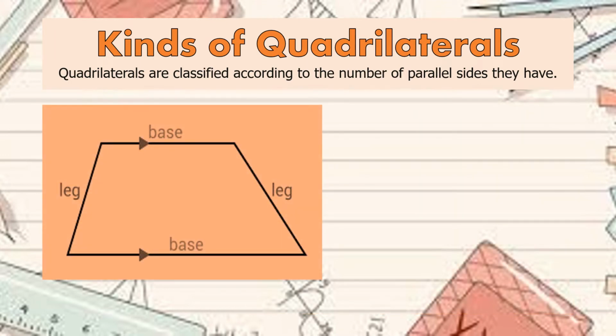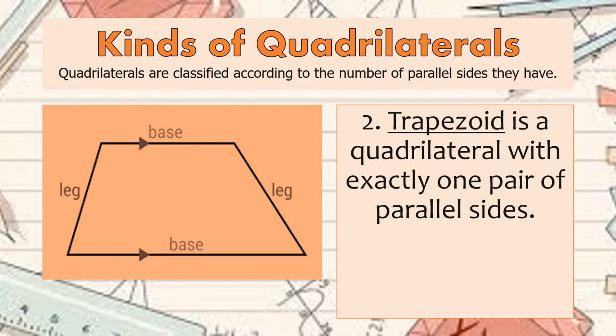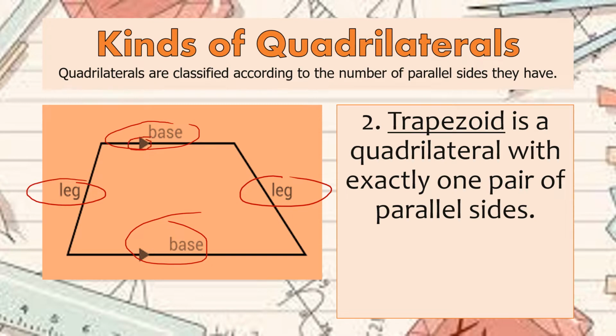The next kind of quadrilateral is the trapezoid. It is a quadrilateral with exactly one pair of parallel sides. As you can see on the figure, we have the bases and the legs. And this symbol indicates the parallel sides. So meaning, kapag meron tayong trapezoid, yung ating bases ang parallel sides, at yung leg natin dito sa kaliwa at nasa kanan ay hindi sila parallel.